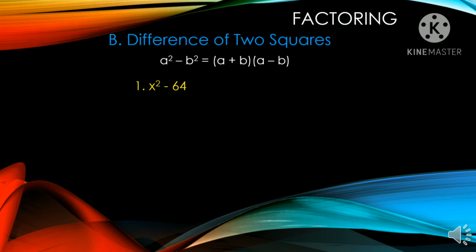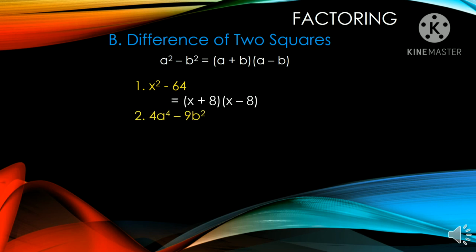X square, perfect square ba siya? Yes, because the square root is x. How about 64? Perfect square ba siya? Yes, because the square root is 8. So, therefore, that is simply x plus 8 times x minus 8. Pwede rin magkabaliktad. Pwedeng mauna yung x minus 8, then sunod yung x plus 8. Walang problema.